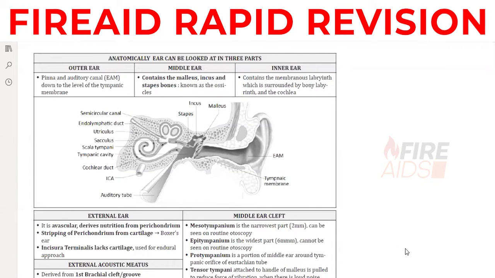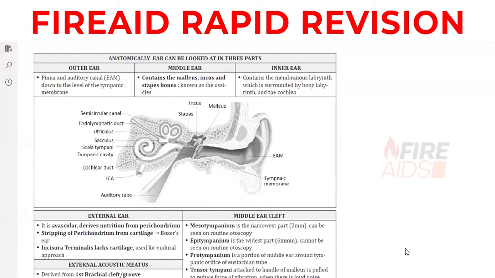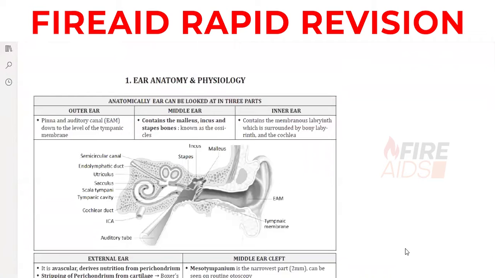Okay, so I hope everyone is here. The next subject that we are going to look at is ENT. ENT is ear, nose and throat.